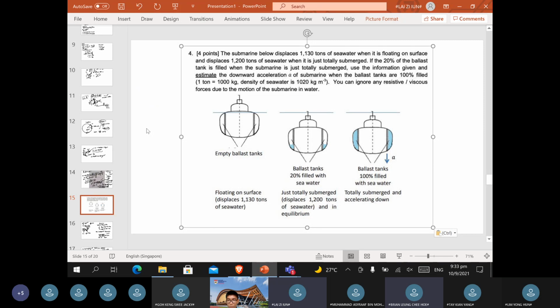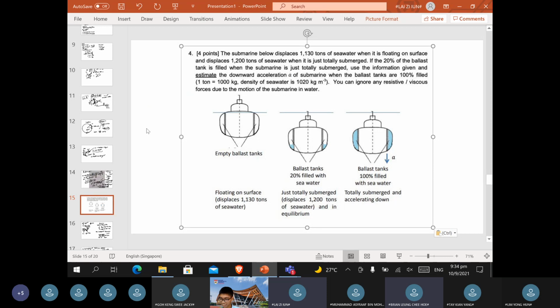Okay, the first diagram tells us that the mass of the submarine is 1,130 tons. And the second diagram tells us that the mass of the submarine together with 20% of the ballast is 1,200 tons. So I subtracted to get 20% of the ballast, which is 70 tons. Then I found 100% of the ballast, which is 350 tons. Then I got the total mass of the submarine and the ballast at 100%, which will be 1,480 tons, which is 1.48 million kg.